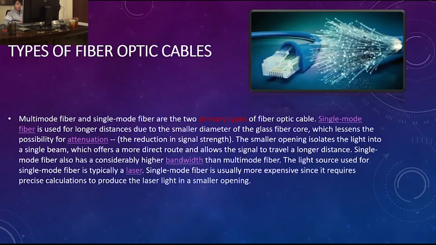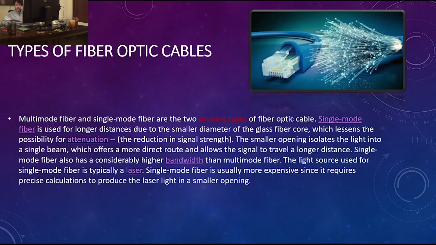Types of fiber optic cables. Multi-mode fiber and single-mode fiber are the two primary types of fiber optic cable. Single-mode fiber is used for long distances due to the smaller diameter of the glass fiber core, which lessens the possibility of attenuation. Attenuation is the reduction in signal strength, if you don't know the meaning.